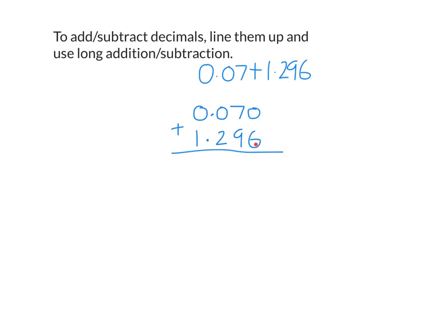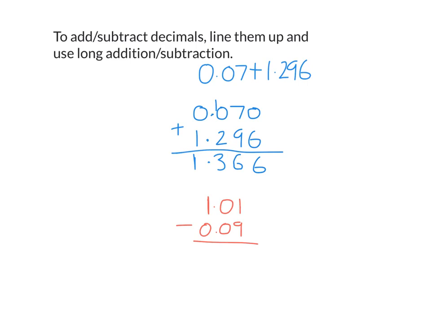We'll just use long addition. So we go 0 plus 6 gives us 6. 7 plus 9 is 16. So we write a 6 and carry the 1. So now we have 1 plus 2 gives us 3. And then 0 plus 1 is 1. So the answer is 1.366. And we're done. So let's do this one. 1.01 minus 0.09 we'll do using long subtraction.